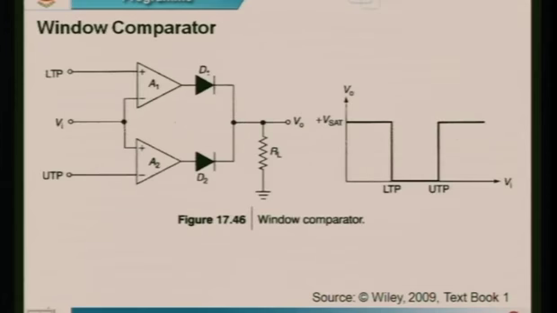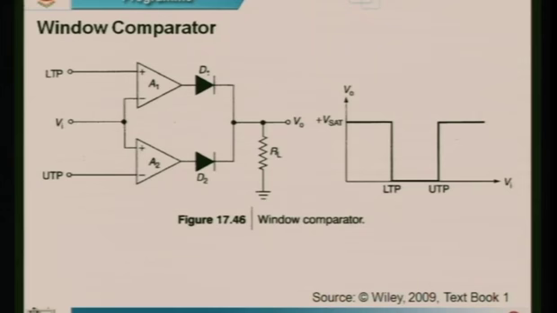This again is a very interesting application. This is something which we call a window comparator. What did the previous circuits do? They either compared with a positive reference or they compared with a negative reference. Now suppose I want a circuit which can tell me when my input voltage is within a known voltage window. Can I have my output during that time or not?